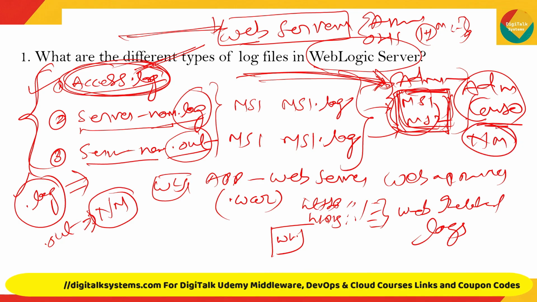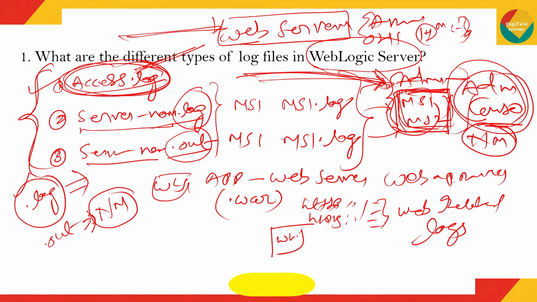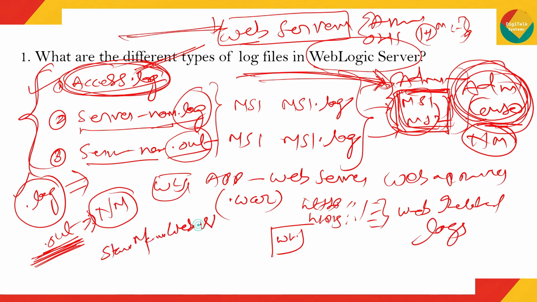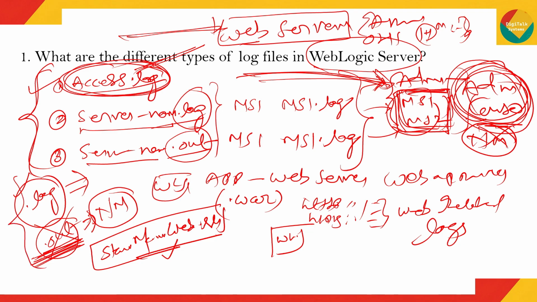So whenever you are going to start your managed servers with the help of the admin console, this .out file will always be created. But if you are not starting the managed servers with the help of the admin console, and instead you are starting with the help of the startManagedWebLogic.sh script, which is there inside the bin directory, and you are not using the node manager, then this file will not get created. So this is the difference between the .log and .out file.